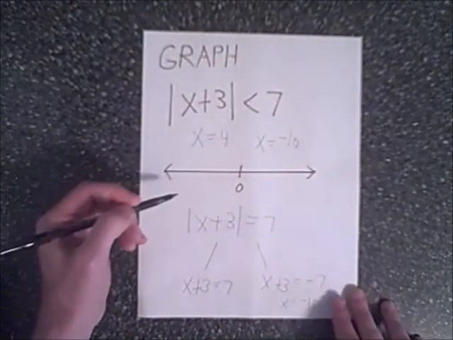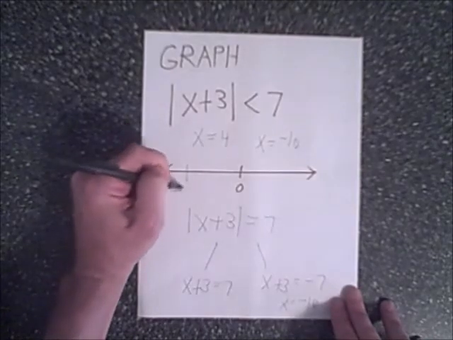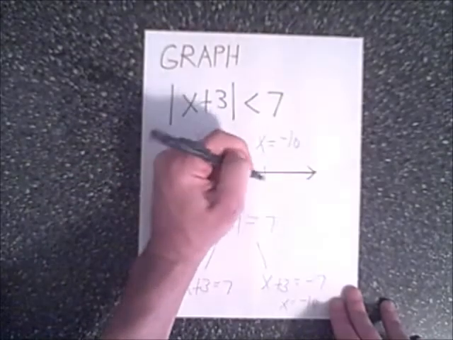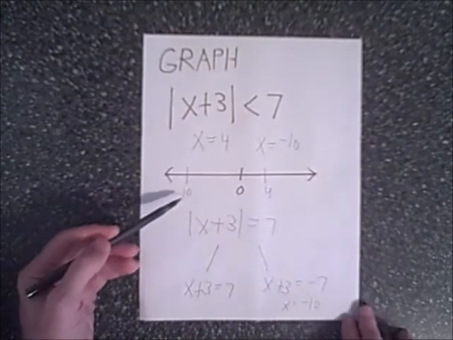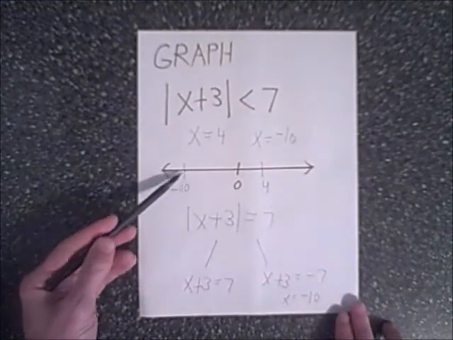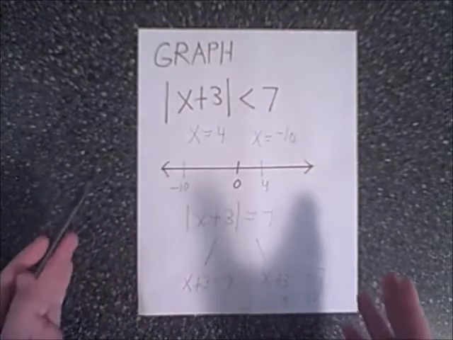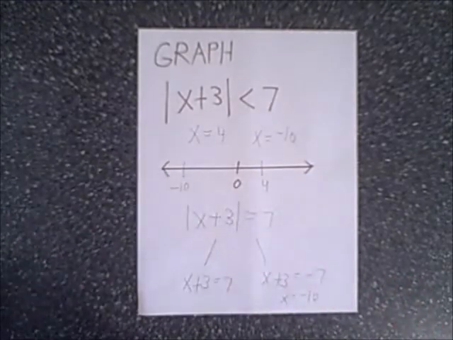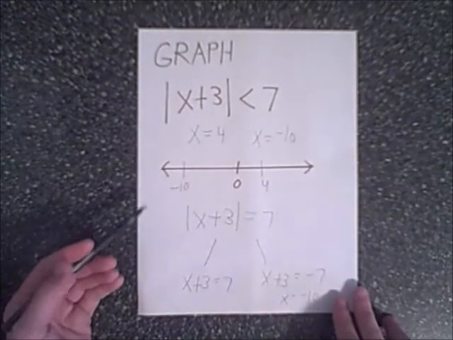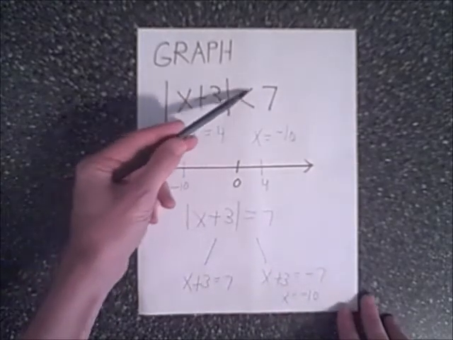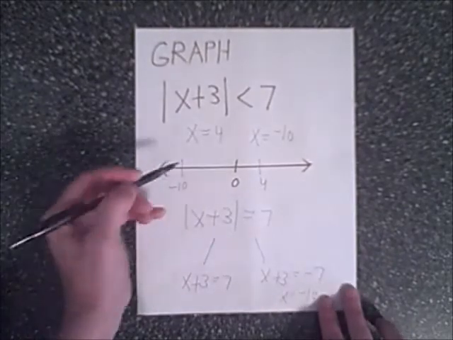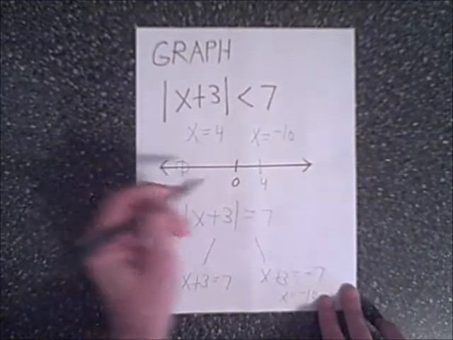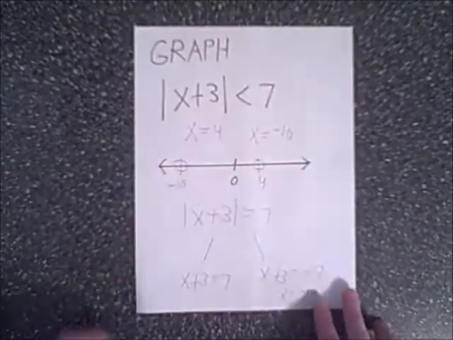So let's put them on our number line. We have negative 10 here, and we have 4 here. And again, these are what I call critical values because they basically separate the regions into whether they're going to be shaded or not. And so what we're going to do now is first establish that this is less than 7, which means it's not going to include 7. So we need to make these open circles. We are not going to include 4 or negative 10.